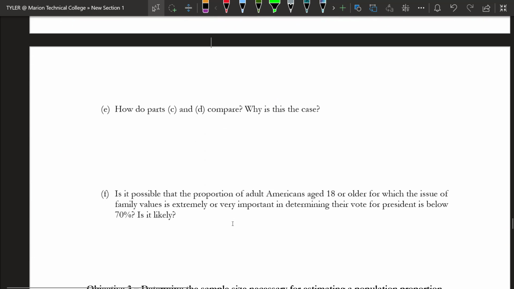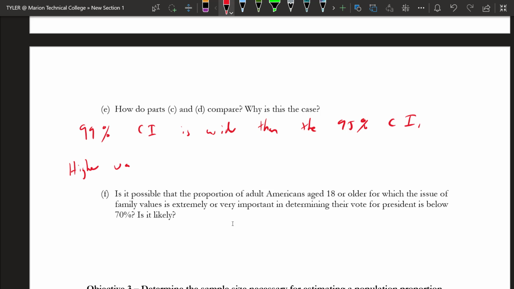So in part E, it says, how do part C and D compare, right? Why is this the case? So the 99% confidence interval is wider than the 95% confidence interval, right? And this is because we're going to have a higher value of the critical value, which makes the margin of error wider, right?